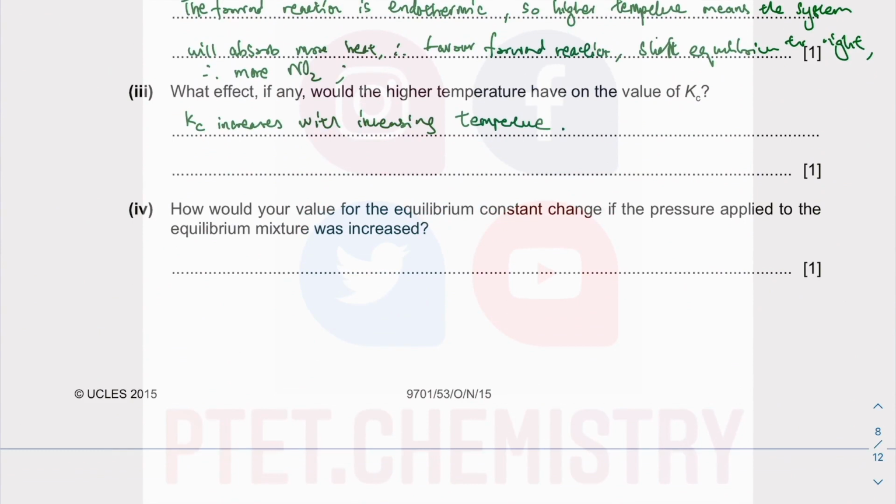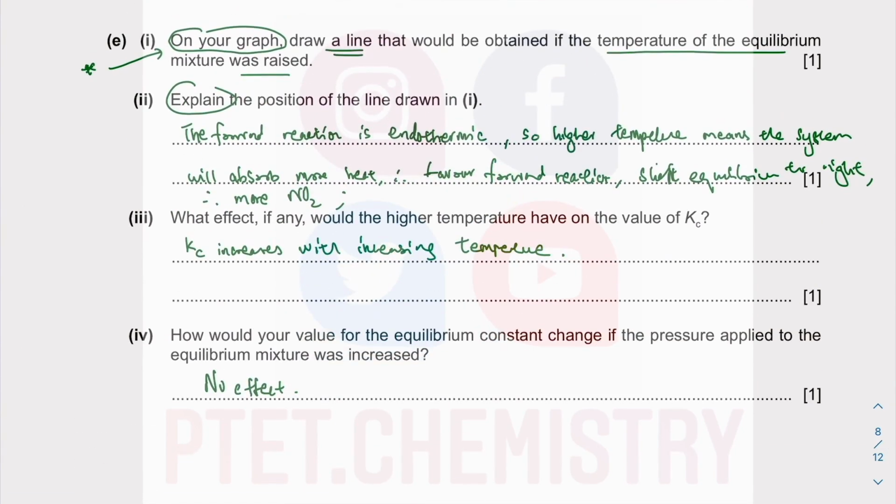So how would your value for equilibrium constant change if you apply pressure? There will be no effect or no change, because the equilibrium constant value is only affected by changes in temperature based on Le Chatelier principle. Okay?